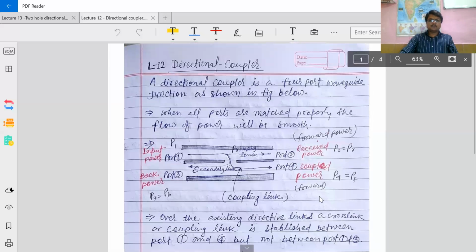So this port 3 is also known as PB, back power. This port 4 is also known as forward coupled power, so this P4 is also denoted by PF, and P2 is also known as PR because it is the received power, forward received power.